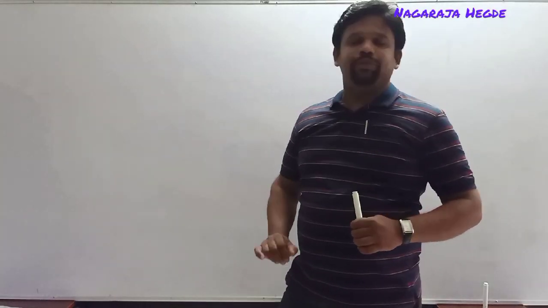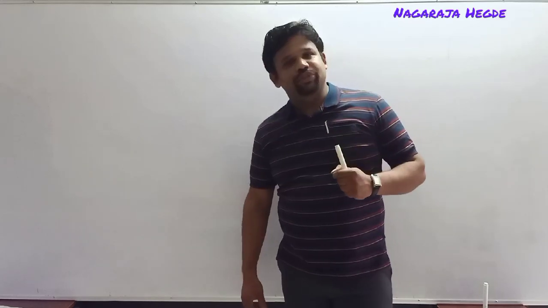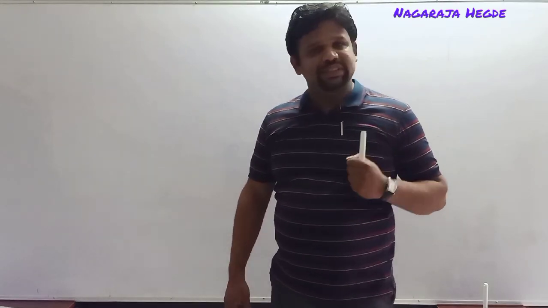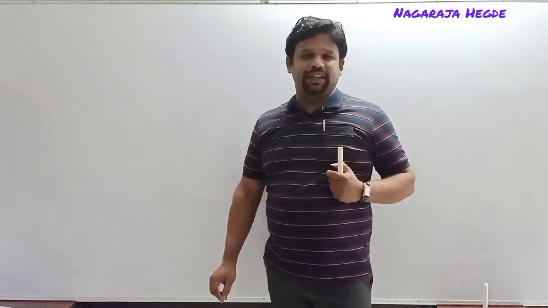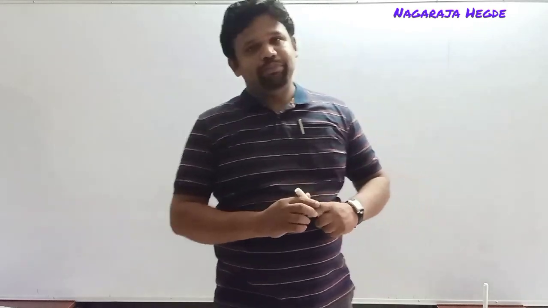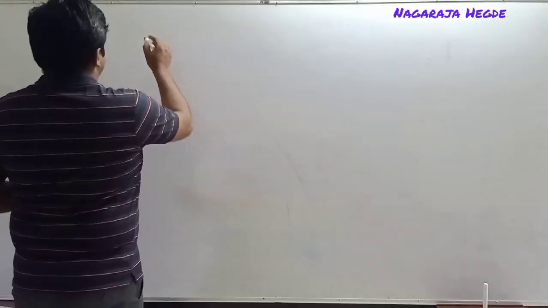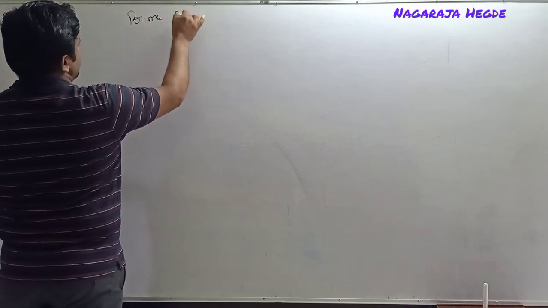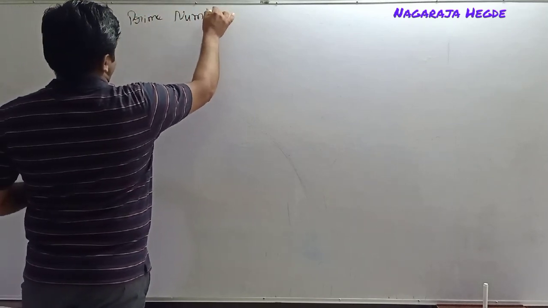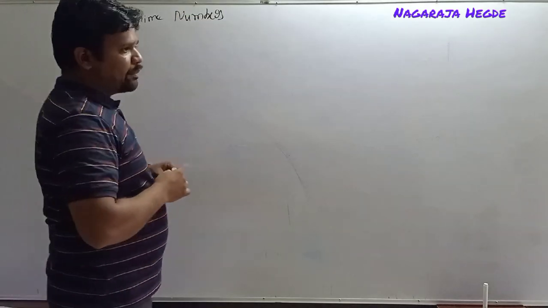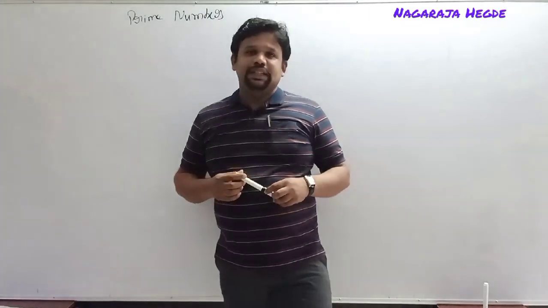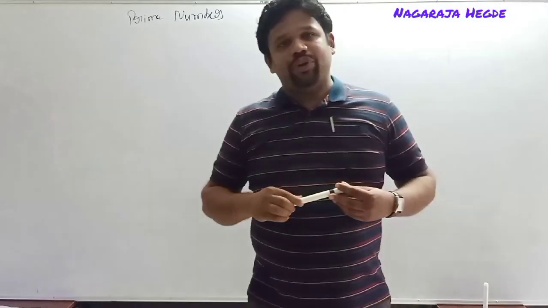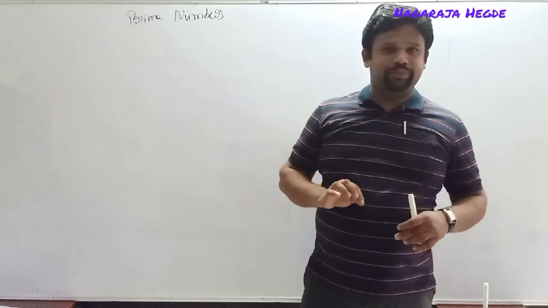In this session, I am going to explain prime numbers, composite numbers, LCM of two numbers, GCD of two numbers, and fractions. So let us start with the concept of prime numbers. So what is a prime number? A prime number is a natural number greater than 1 that is not a product of two smaller natural numbers.